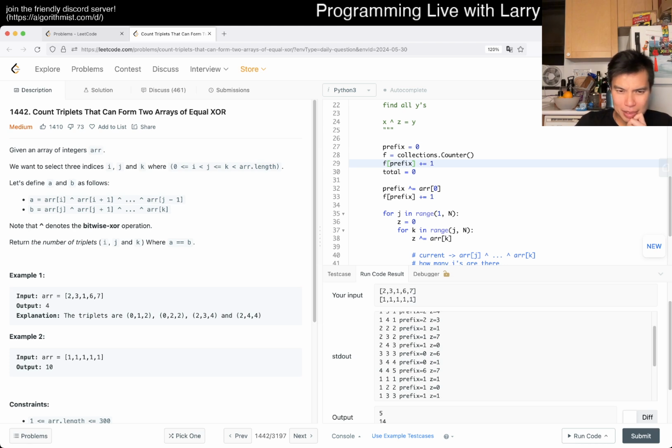Maybe. No, I don't see one here in the 4. So this one is wrong. Why is this wrong? 2 2 4. 1 2 6 and 7. 1 6 and 7. It's gonna be 0. Okay. The prefix is 1. This is 0. So then now we're trying to count the number of prefix that is 1, but it counts itself. So that's why it's overcounting.